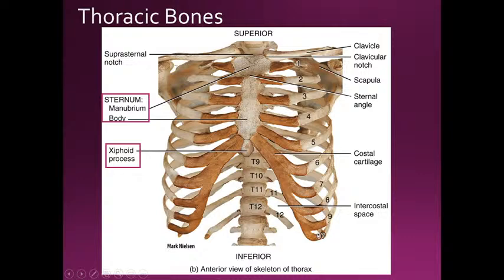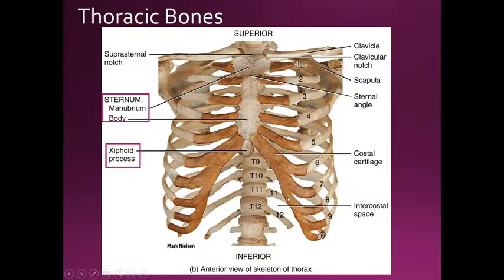Ribs 8, 9, 10, both left and right, as well as 11 and 12, are all technically false ribs. Why? Because they do not have costal cartilages that directly attach to the sternum. So let's go ahead and justify that. Let's look at ribs 8, 9, and 10. In fact, rib 8 is the best example to start with.